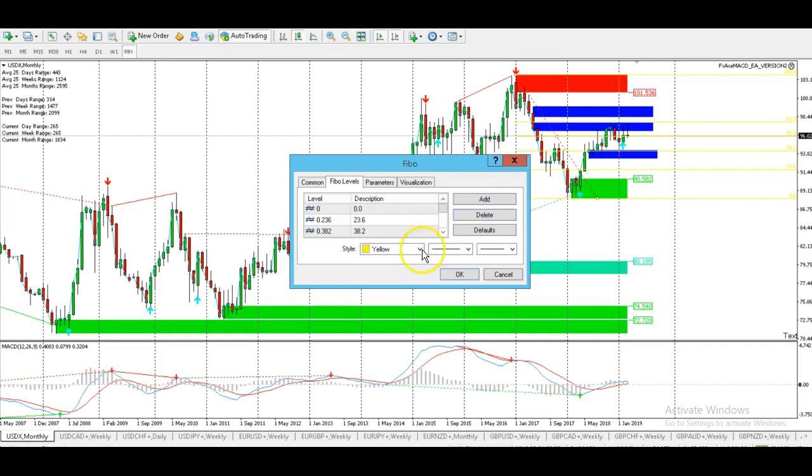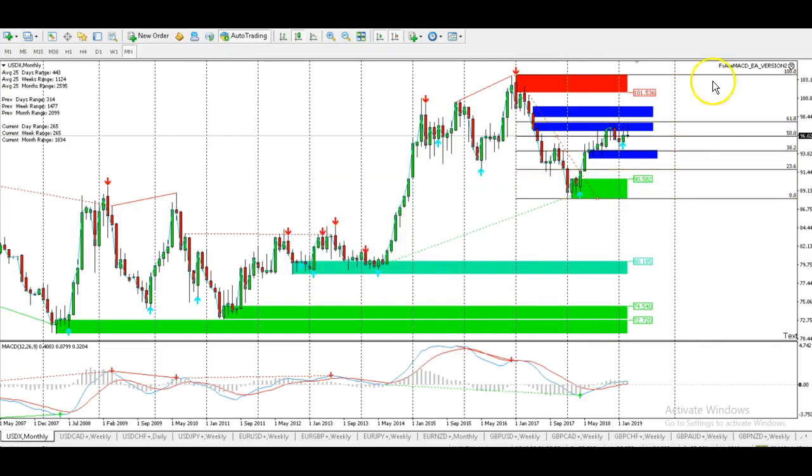Levels, just make sure this is black. You can see we're getting a reaction here to the 61.8, which is always a good sign and a good turning point, especially in the higher time frames. So we could be heading south. Possible first easy target is around 90 and a half in the US dollar.